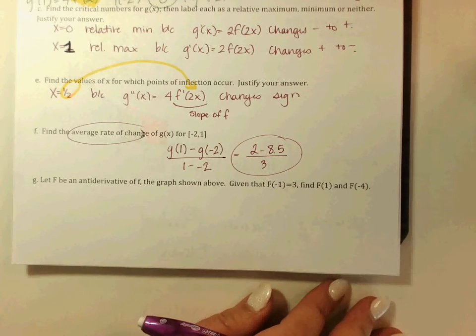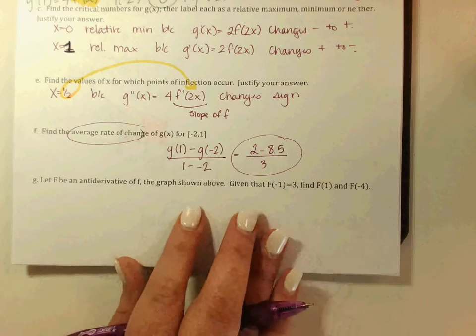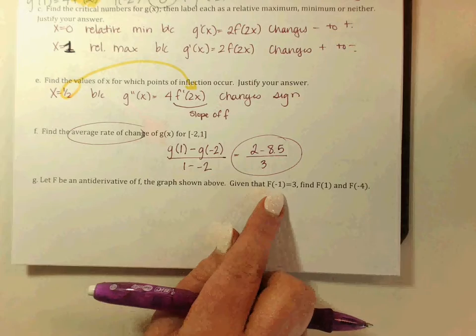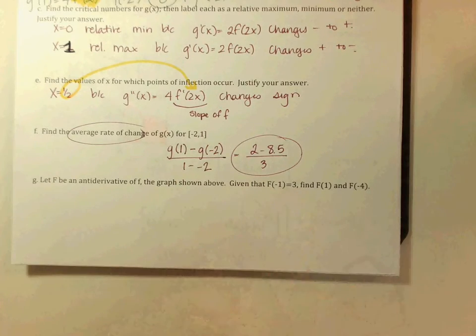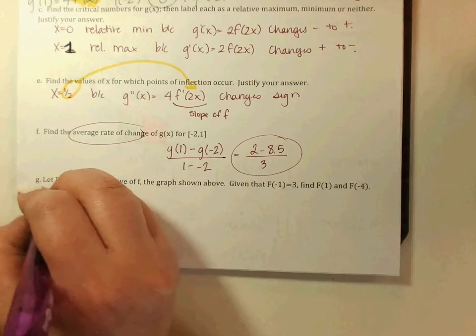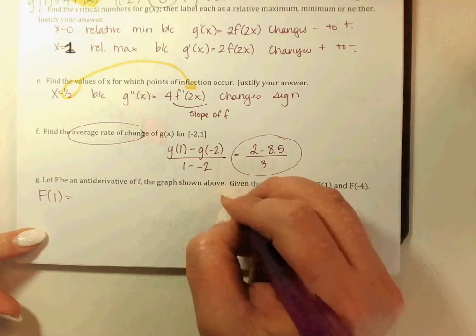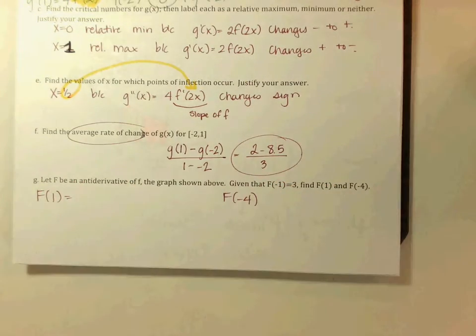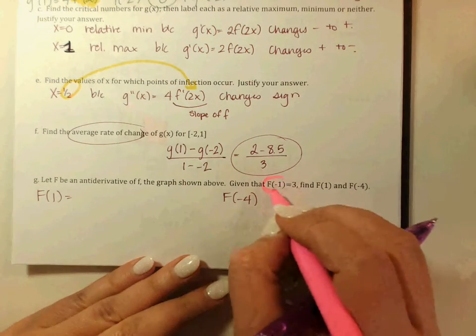Okay, part G. Let capital F be an antiderivative of little f, the graph shown above. Given that F of negative 1 is 3, find F of 1, then find F of negative 4. F of 1, F of negative 4. Okay, I'm going to set this one up for you, and then you're going to try to do the other one. Remember, what I want is F at what I have. What F do I have that they gave me in the question? F of negative 1. Okay, they told me that F of negative 1 is going to be 3.